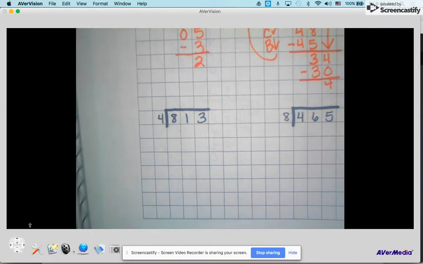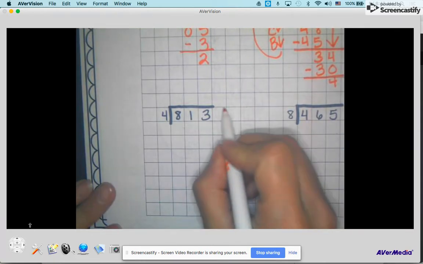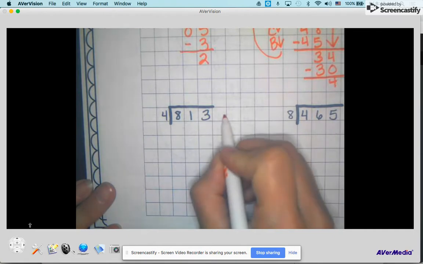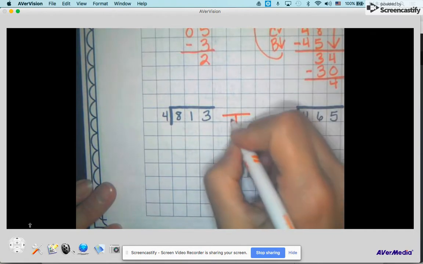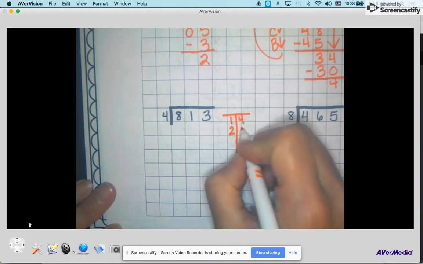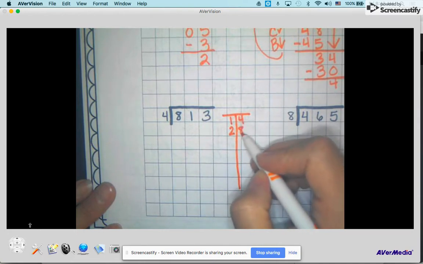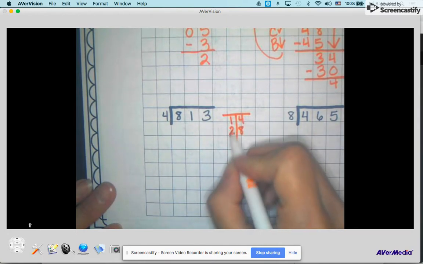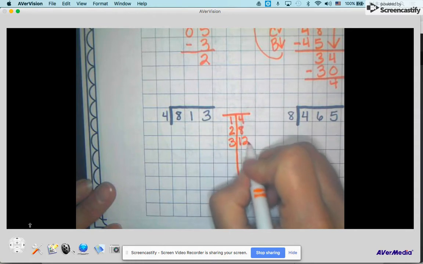All right, let's look at the next one. 813 divided by 4. Remember, if you're still struggling with your multiplication facts, you can make the little T chart. That's what I did on everything. So 1 times 4 is 4, 2 times 4 is 8. Remember, you can do 1 plus 1 gives you 2, 4 plus 4 gives you 8. The next one is 3. Well, 1 plus 2 makes 3, so I can do 4 plus 8 is 12.